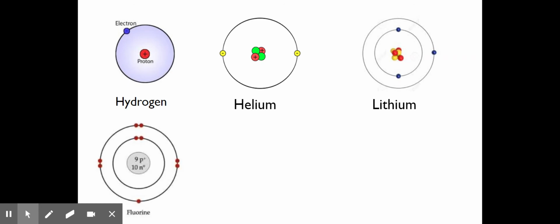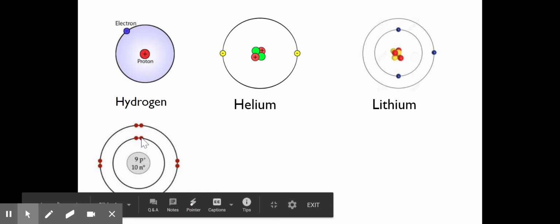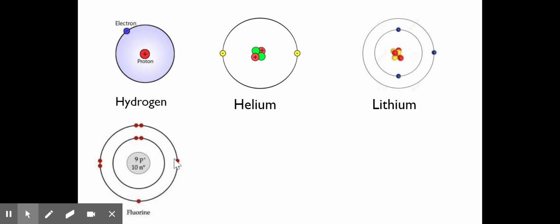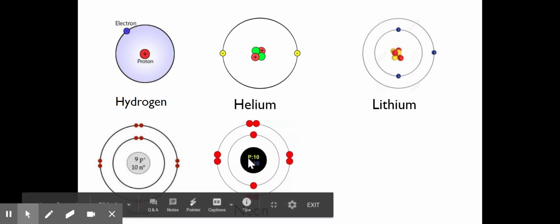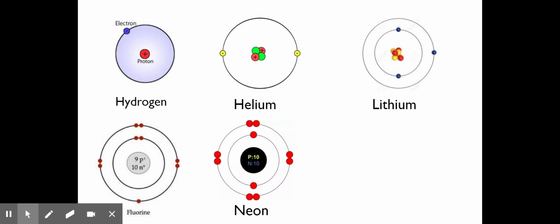Fluorine has 9, so 2 would be in the first energy level, and the 7 would be in the second energy level. And neon, which is number 10, has 10 electrons. The first 2 go to the first energy level, and the 8 go to the second energy level. Okay, now it's all full.